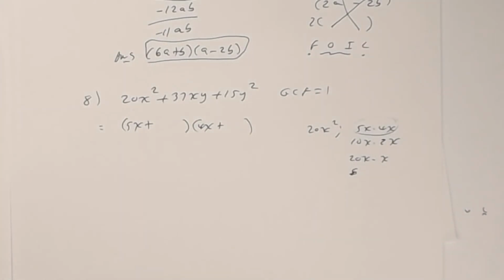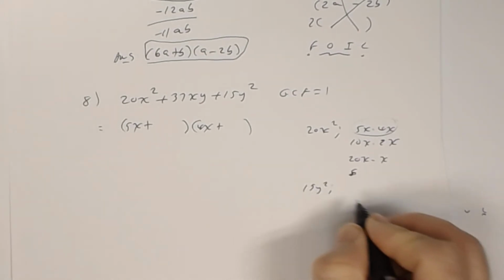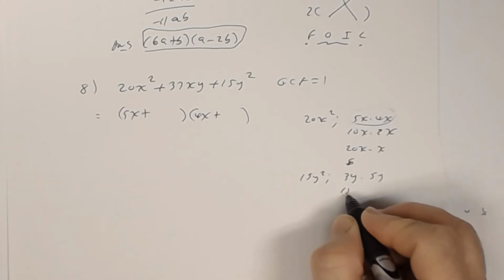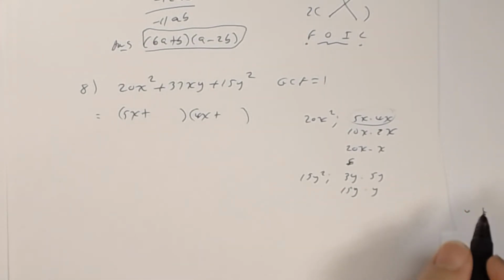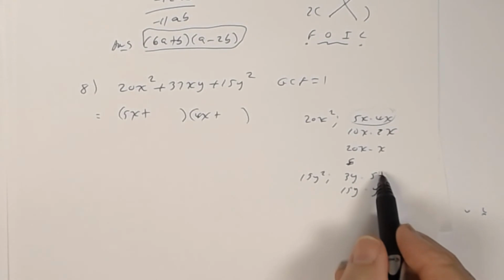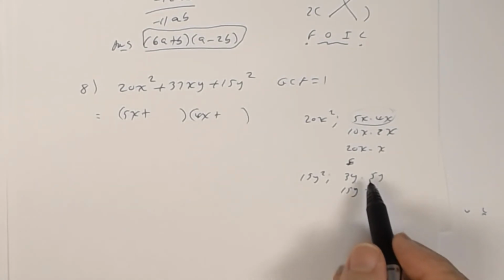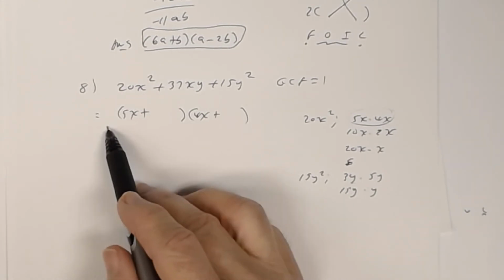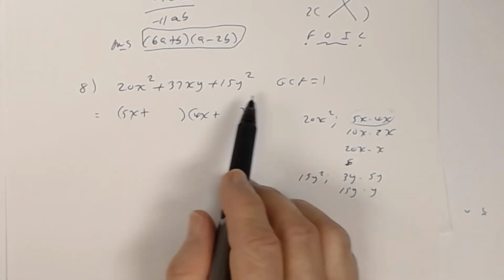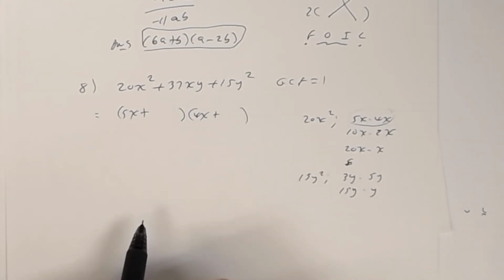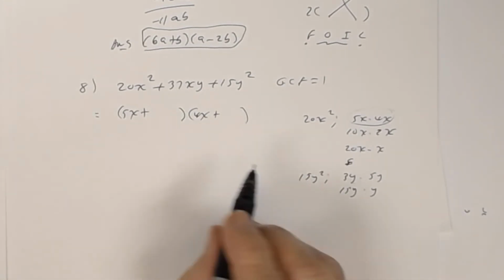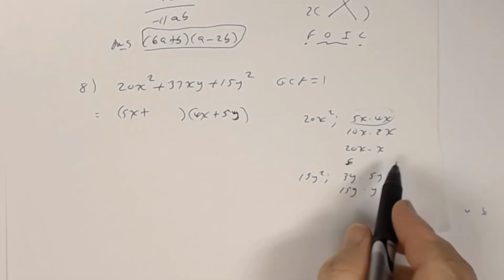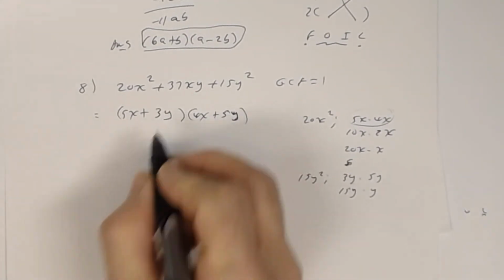All right, now let's talk about 15y squared. For 15y squared, I have 3y times 5y, and I have 15y times y. So let's try 3y and 5y first. If you try 3y and 5y first, are you going to put the 5y here? The answer is no, because then that means you would be able to factor out a 5, and 37 is not divisible by 5. And remember, the GCF is 1. So you have to put the 5y here. Let's make sure you say 5y now. And you have to put the 3y here.